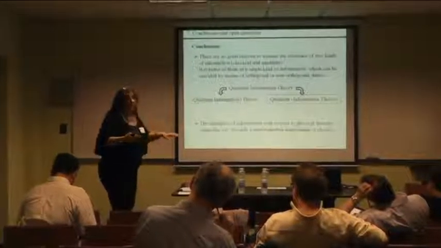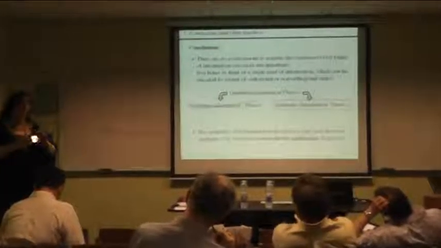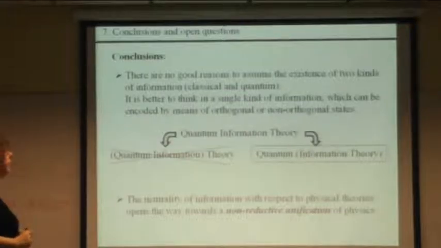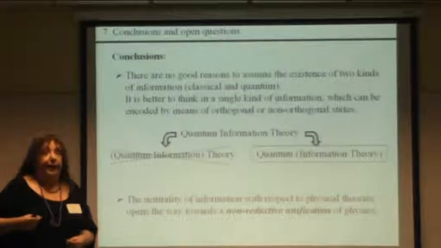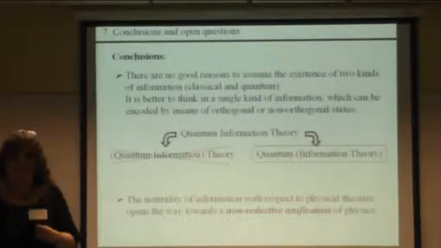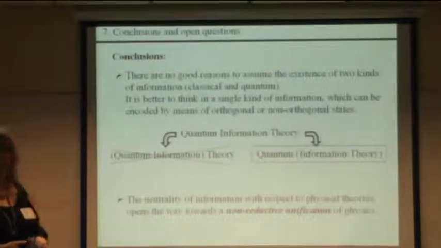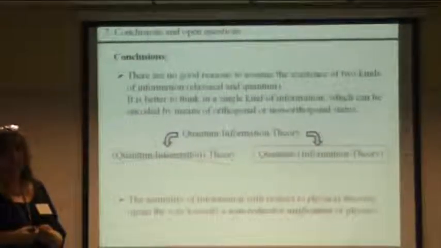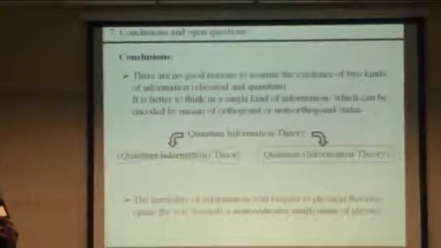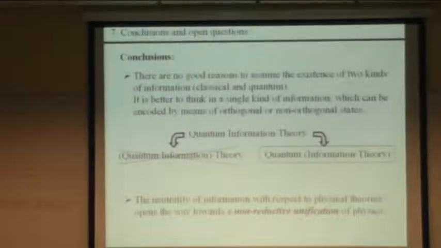If we have a concept, an information, that is not tied to a specific physical theory, it can be the field to obtain a non-reductive unification of physics. Because if we want to reconstruct quantum mechanics with information, and that information is quantum information, and quantum information is based in quantum mechanics, things seem a little bit circular. So it's better to have a concept that is theoretically neutral.